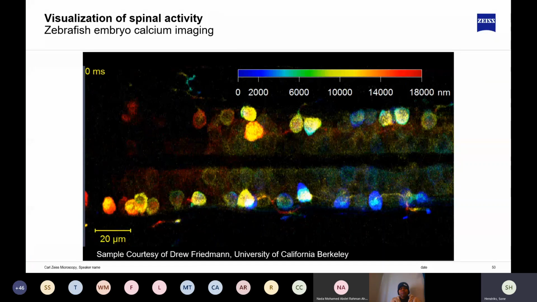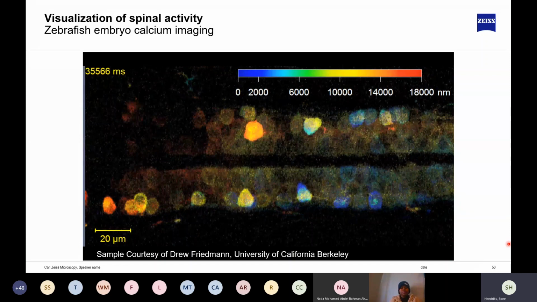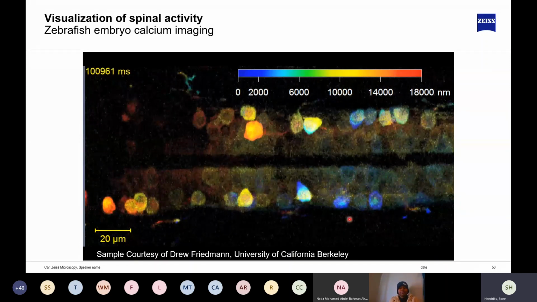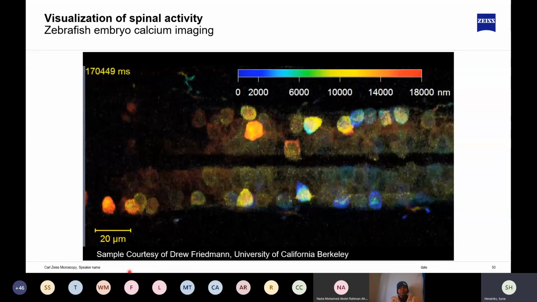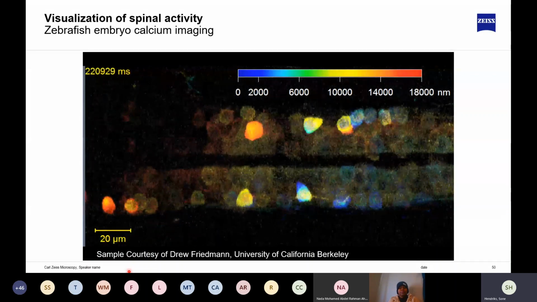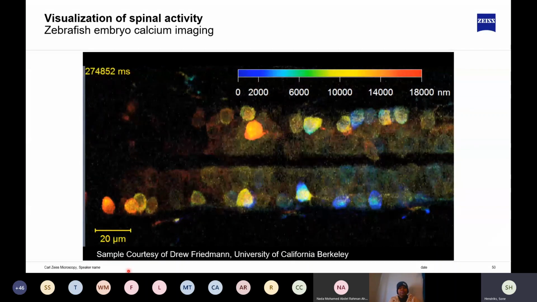You can also look at calcium imaging, and this is depth coding. So this is how deep you go into the sample. And let's just start this. See, there you go. So you can see every time there is a flare, you can see calcium imaging very deep into your zebrafish embryo.